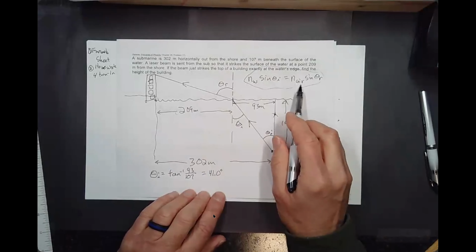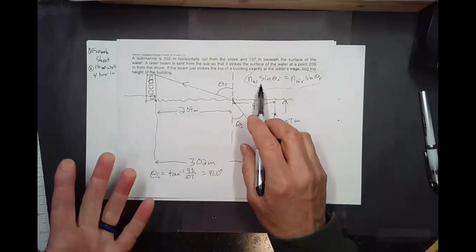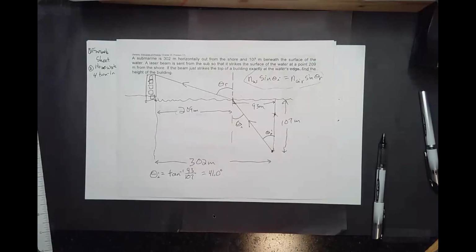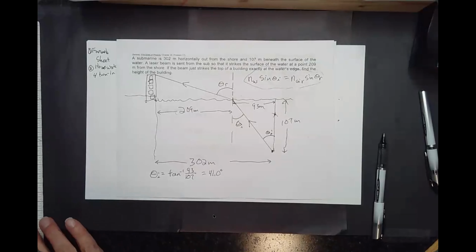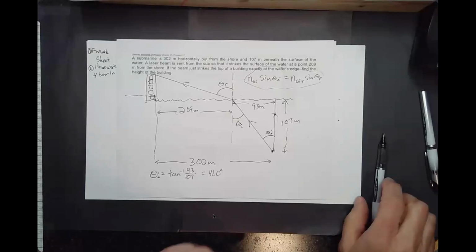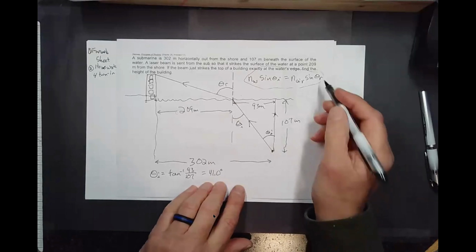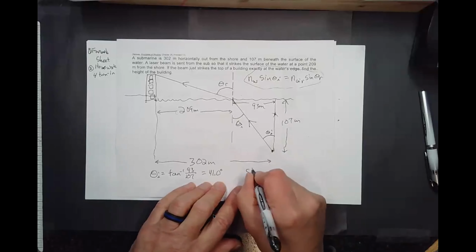N for the air is 1. N for the water is 1.33. Maybe it's salt water, but we'll pretend it's in a lake. Actually, during World War II, the United States Navy did submarine exercises in Lake Pend Oreille, which is freshwater up there in northern Idaho. And so we can figure that out.